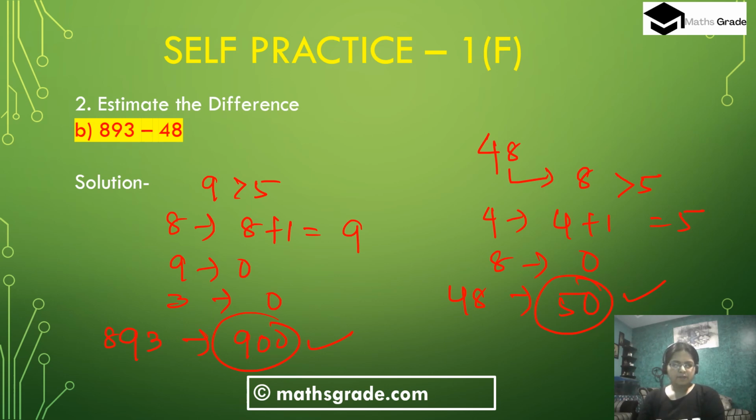Now 893 rounded up to the nearest 100 is 900, and this 48 rounded off to the nearest 10 is 50. Now 900 minus 50 is 850, and 850 is the answer. So estimating the difference, 893 minus 48 is 850. 850 is the answer.